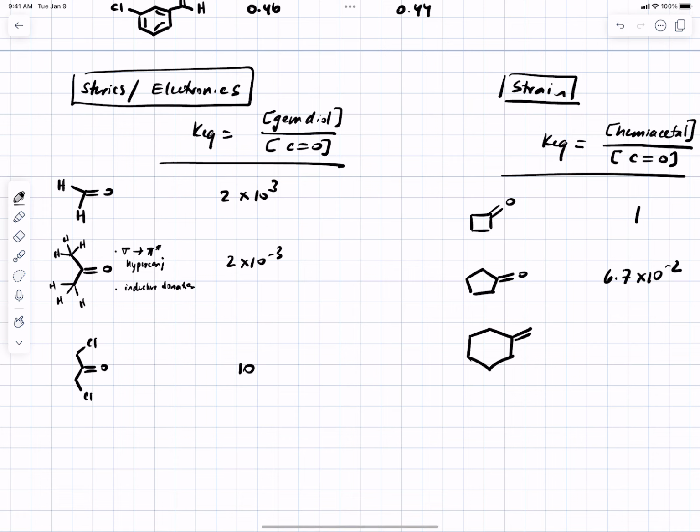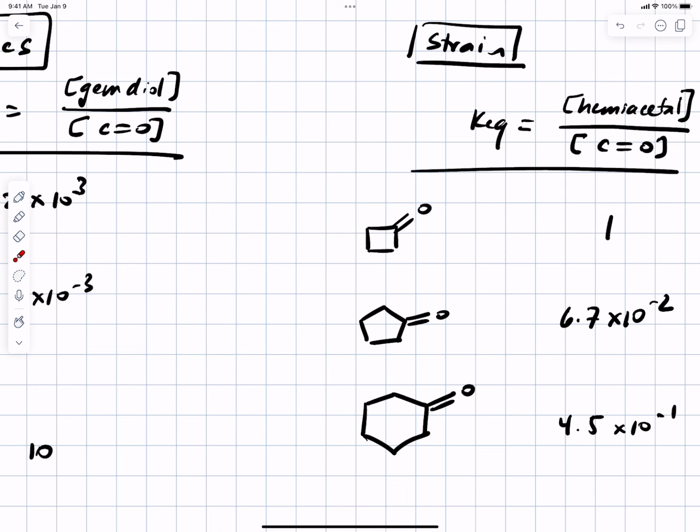Notice that the constant is high for cyclobutanone and it's relatively low for cyclopentanone, a little bit higher for cyclohexanone. What do you think the explanation is here? Any ideas? Okay, ring strain. Let's talk about hemiacetal versus carbonyl.